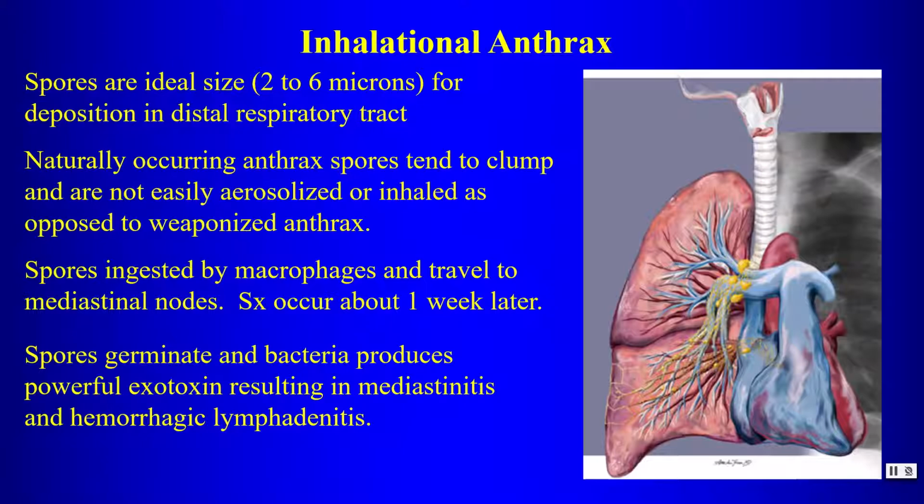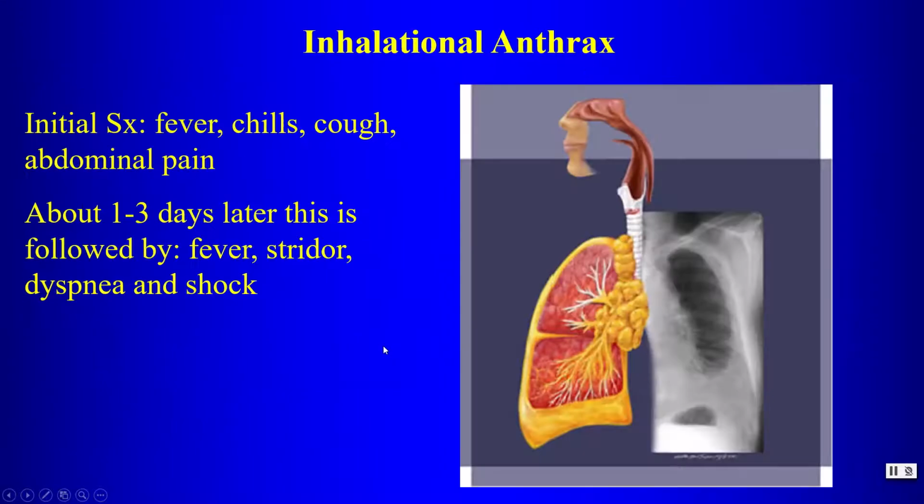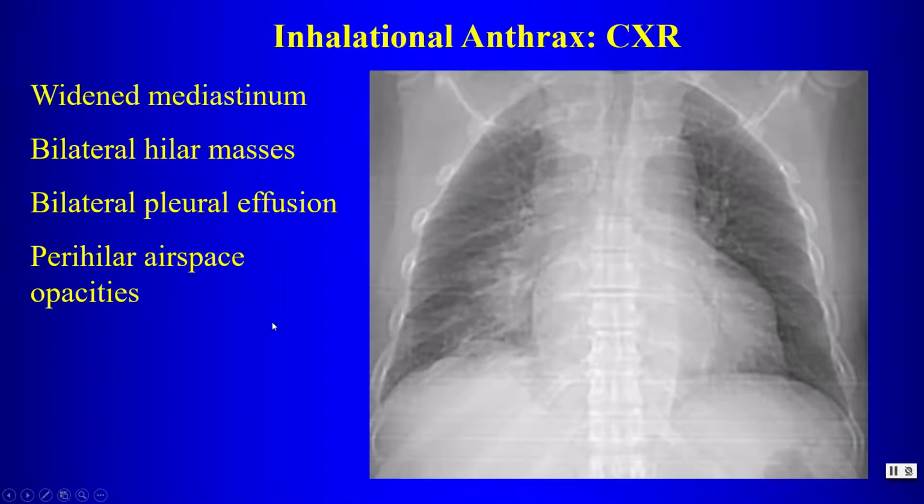When the spores germinate, the bacteria produce powerful exotoxins, and that's what results in mediastinitis and hemorrhagic lymphadenitis associated with this infection. So mediastinitis and hemorrhagic lymphadenitis. Initially patients can have fever, chills, cough, abdominal pain, and then they rapidly progress to shock just a few days later. So early diagnosis can be important in terms of instituting proper therapy for this disease.